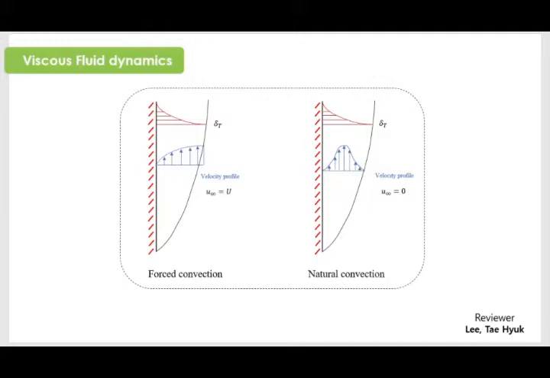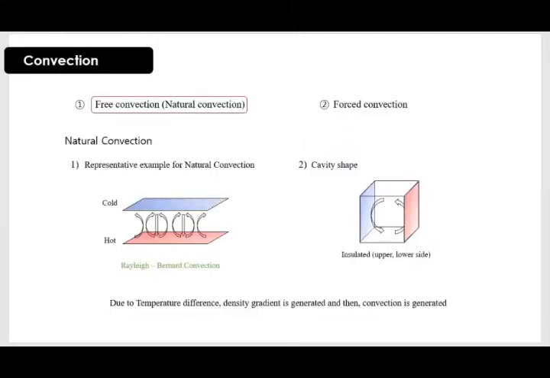This topic is about convection. Convection is divided into two categories. The first is free convection, and the other is forced convection. Let's take a look at free convection first. There are two examples of free convection.